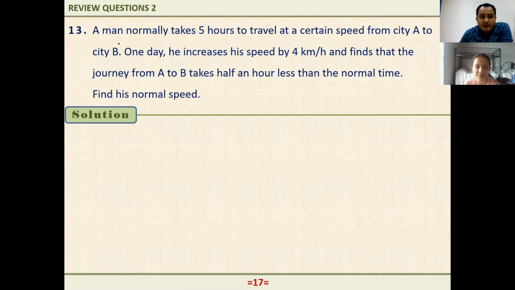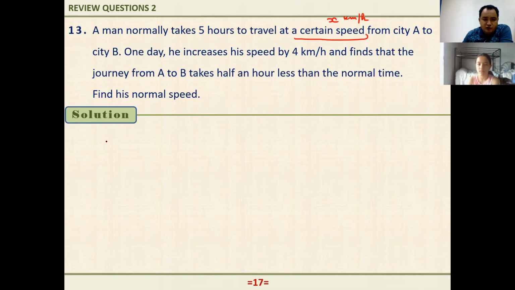All right, a man normally takes 5 hours to travel at a certain speed. Now immediately you should be able to think of this. A certain speed. Do we know the speed? We don't know. Let's say that it is X kilometers per hour, because the speed unit is kilometers per hour. It is the speed, the rate from city A to city B.